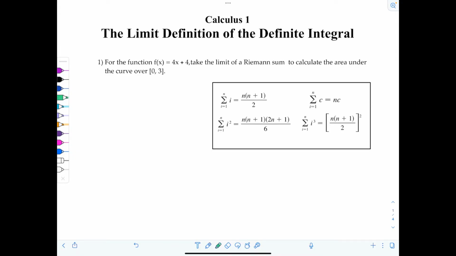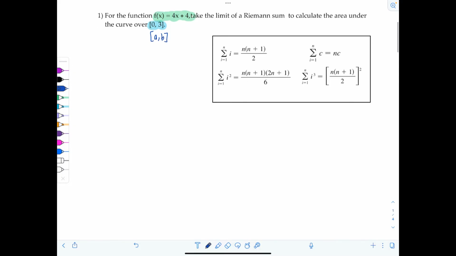In this case, we have a nice little linear function. I thought I'd start off relaxing. F of x is 4x plus 4. And then the interval is from 0 to 3. So that's a and b. A is 0, b is 3. And you just got to remember the process. I always use right-hand endpoints for this process because it's easier, in my opinion.